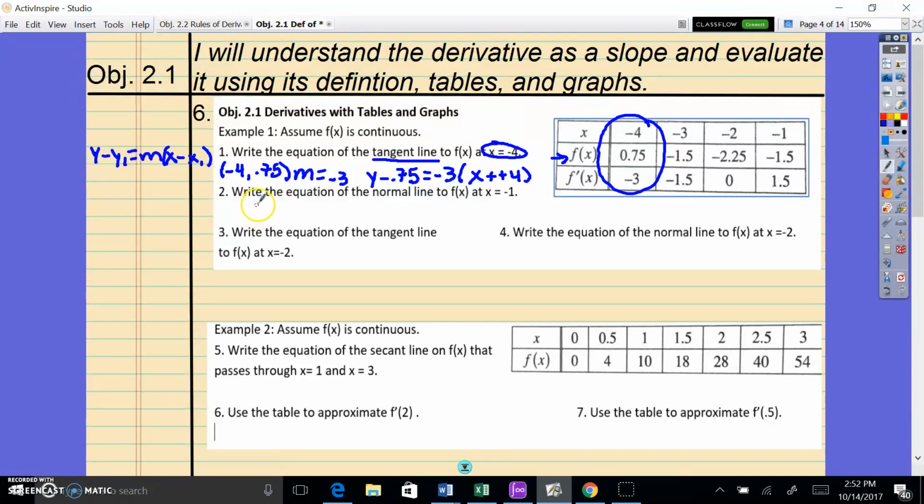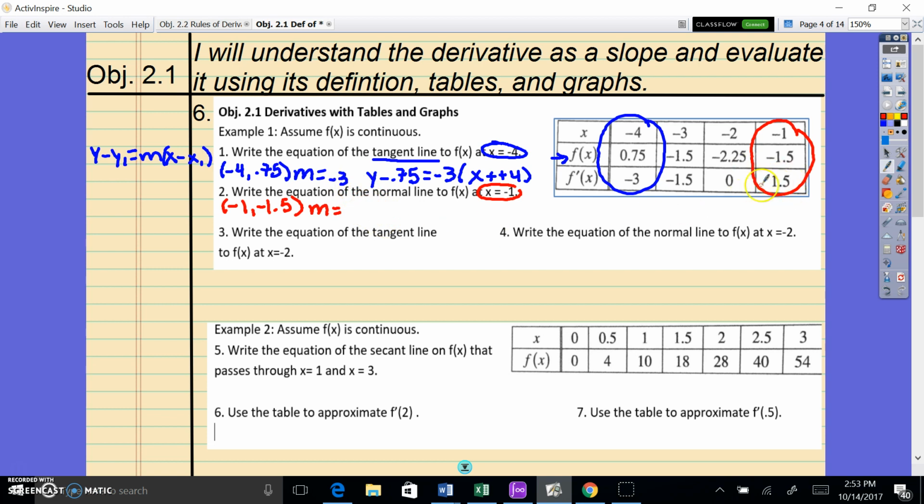The second problem asks for the equation of the normal line, but not at -4. This time it wants it at -1. So I'm going to go over to -1 and use the information I have for -1. Remember, the slope of the tangent line is 1.5. So the point is going to be -1, -1.5. The slope is 1.5 for the tangent, so for us, it's going to be the opposite reciprocal.